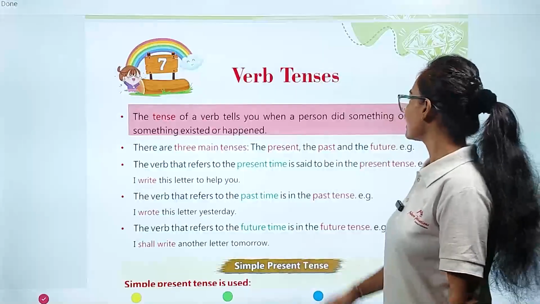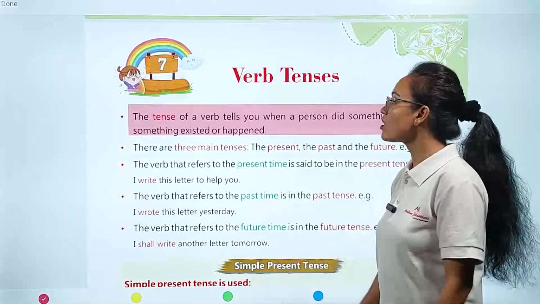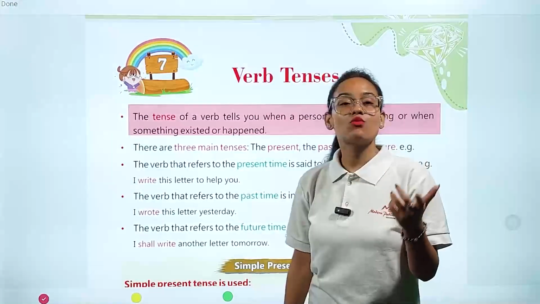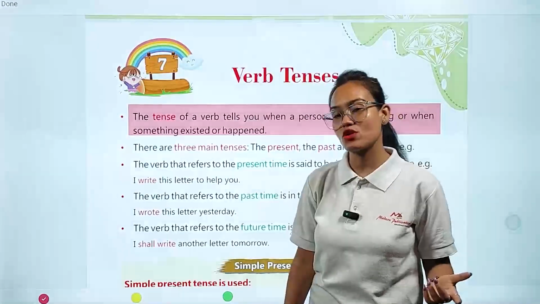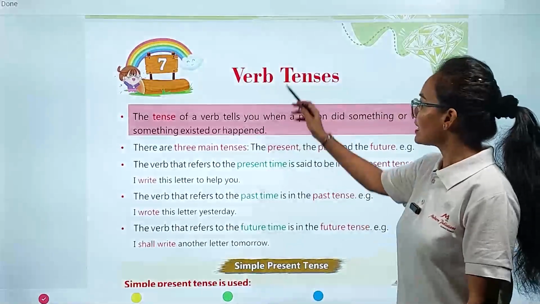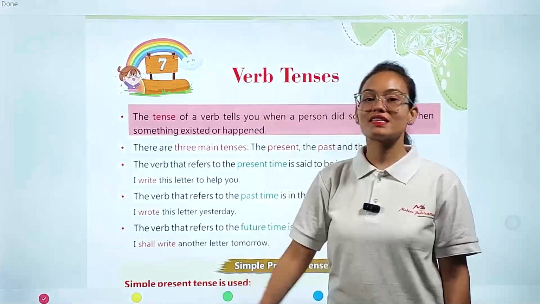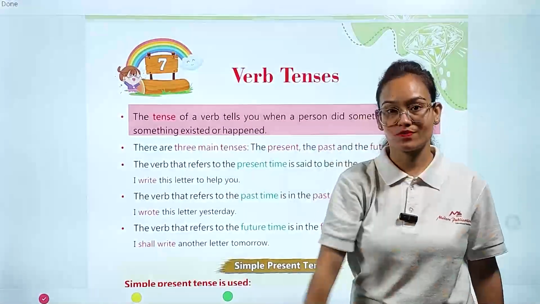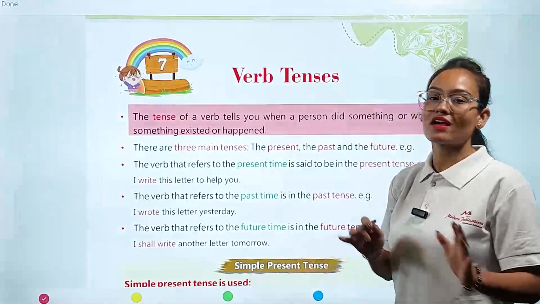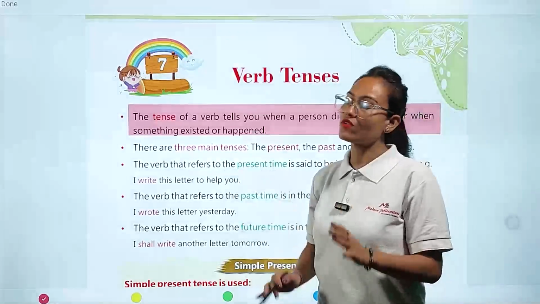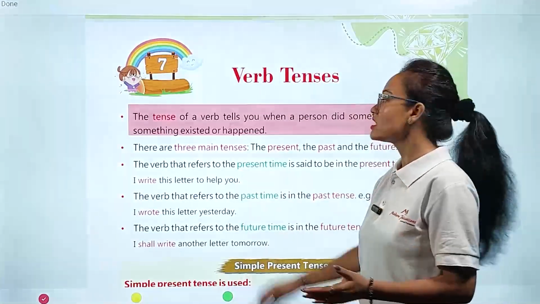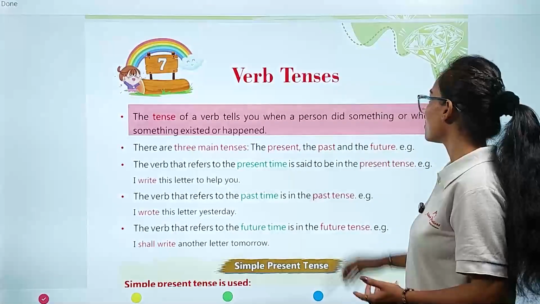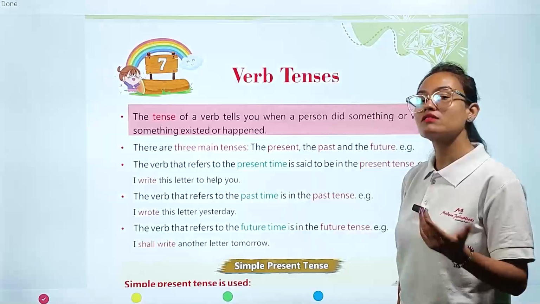Tense tells you when a person did something or when something existed or happened. Now, verb is an action word. It tells us what type of action is performed by the subject of the sentence. But if tense is added with the verb in the sentence, then it shows the time at which this action is performed. So the main work of the tense which is present in the sentence with the verb is to tell us when an action is performed by a person, animal, thing or object.